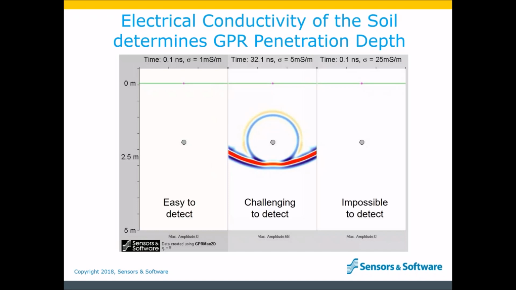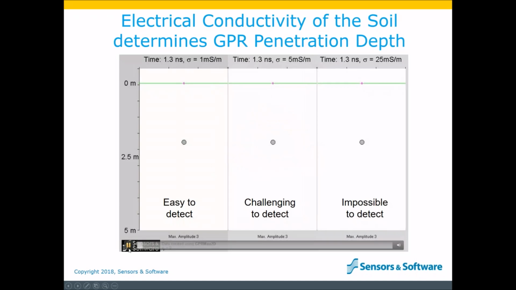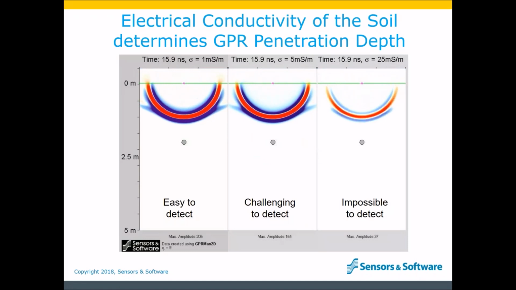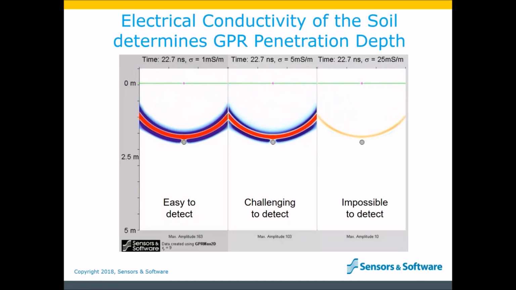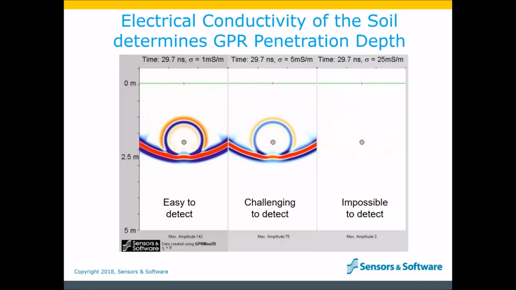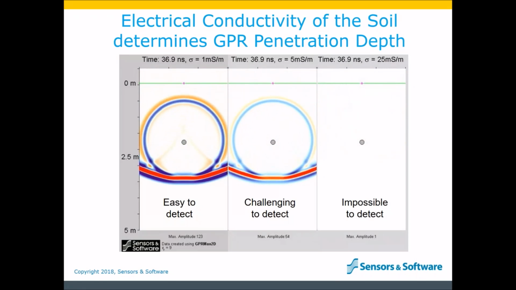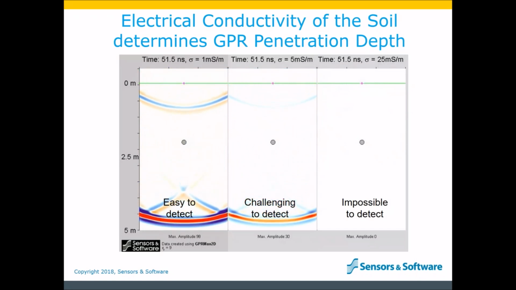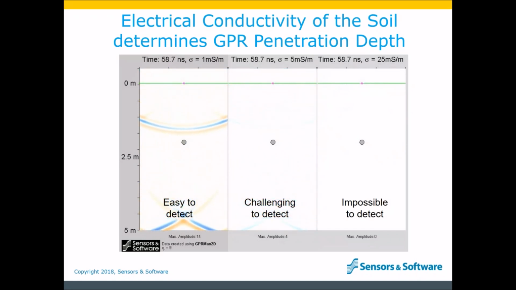So let me set the stage before I play this animation. The following animation was created using a GPR simulation software, which shows a pipe, the same composition and the same depth, buried in 3 different soils. Okay. So let's start off. On the left, we see a soil with low electrical conductivity. An example of this soil would be sandy or gravelly soils. The amount of GPR signal that reflects and reaches the surface is high. This object is easy to detect.